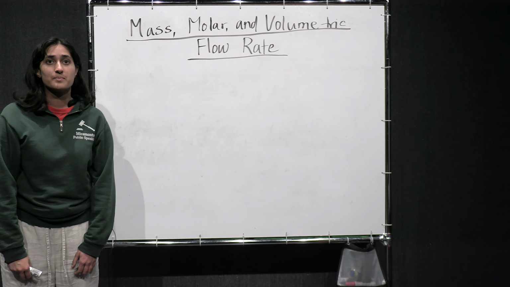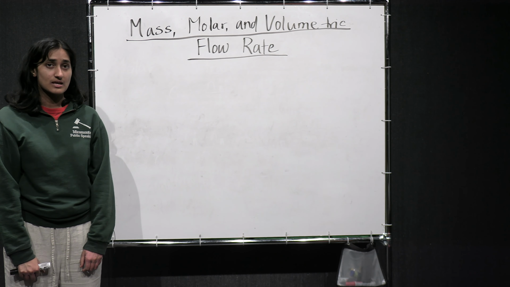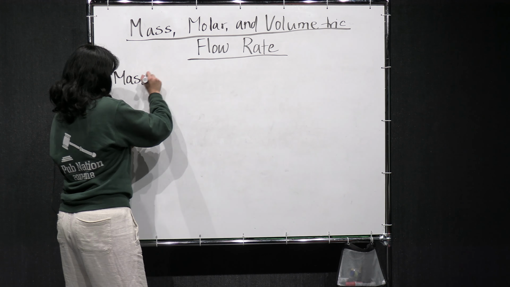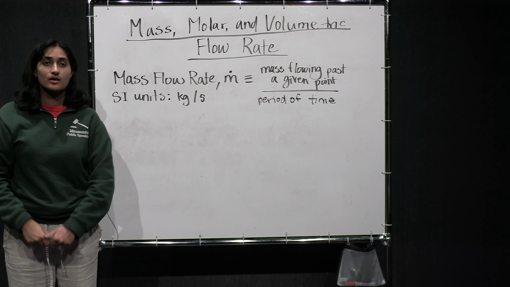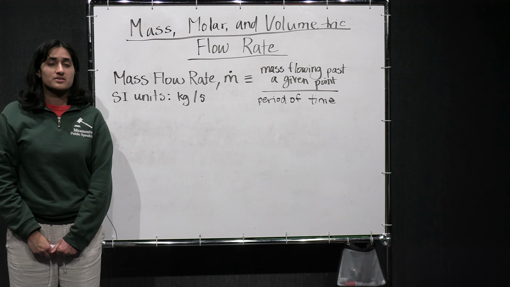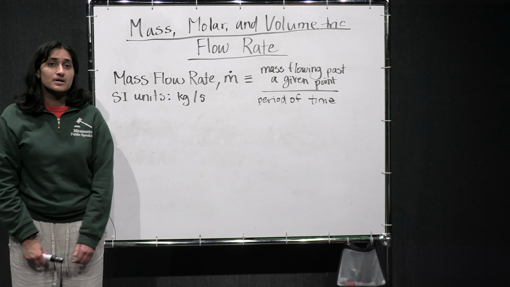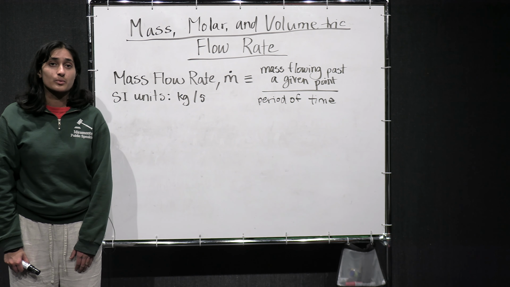The mass flow rate, m dot, is simply the amount of mass flowing past a given location in a period of time, with SI units of kilograms per second. For open, steady-state systems, the sum of the mass flow rates in equals the sum of the mass flow rates out. In equation form, the sum of the mass flow rates of species I in equals the sum of the mass flow rates of species I out. Again, this is specifically for an open, steady-state system.